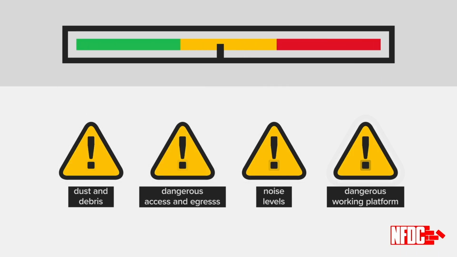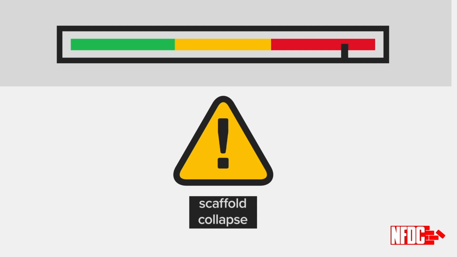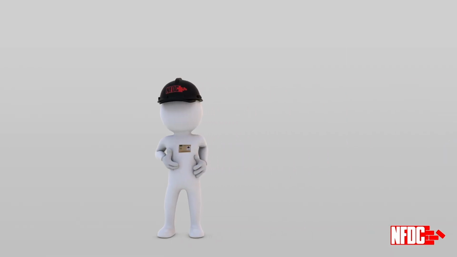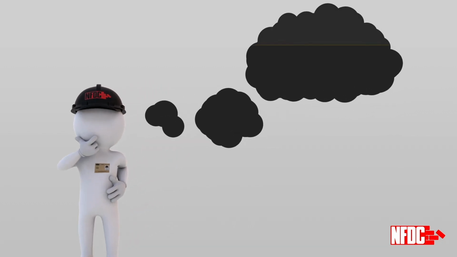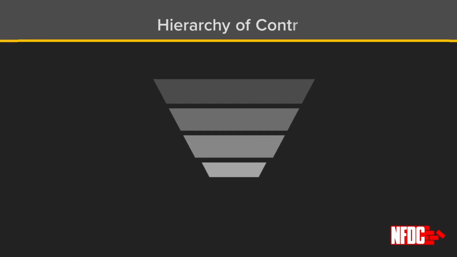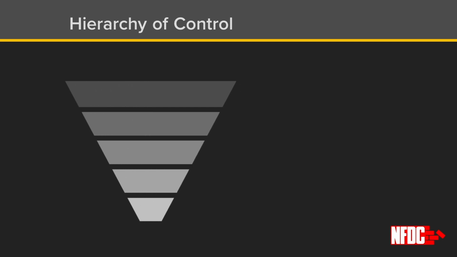Whilst reducing the risk of these hazards, are we introducing further possible higher severity hazards such as scaffold collapse? By opening our thought processes and following the hierarchy of control, could the hazard be eliminated or the risk reduced? The hierarchy of control is a system used to minimise or eliminate the hazard completely.